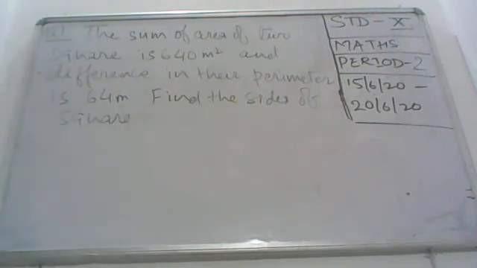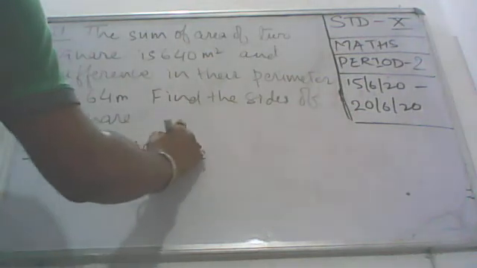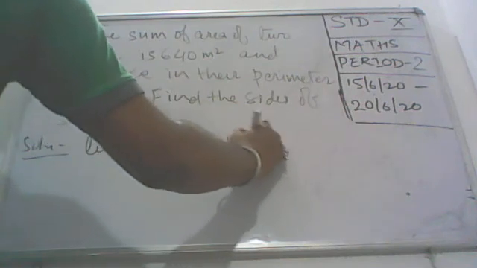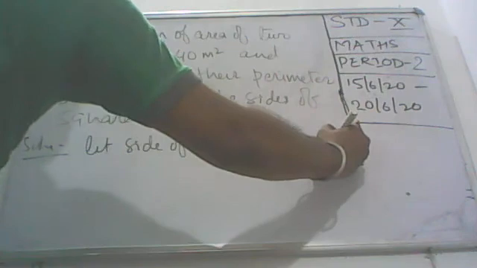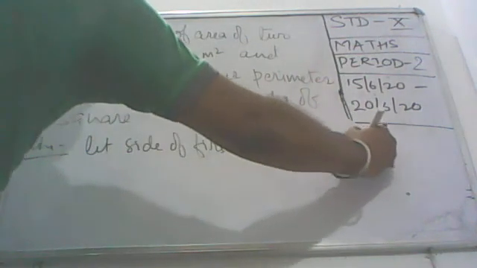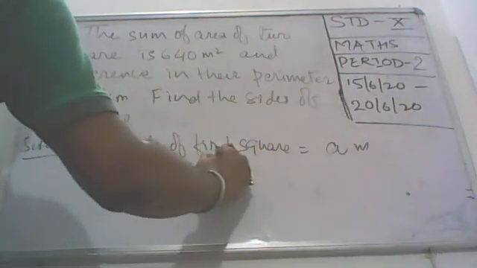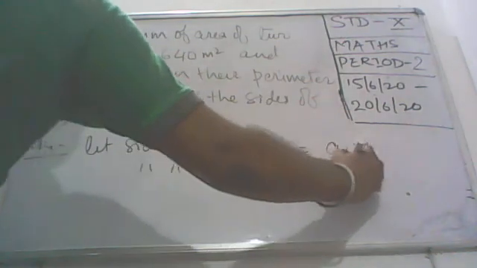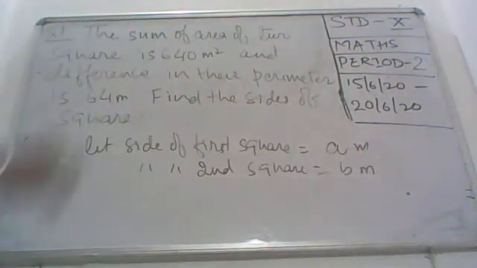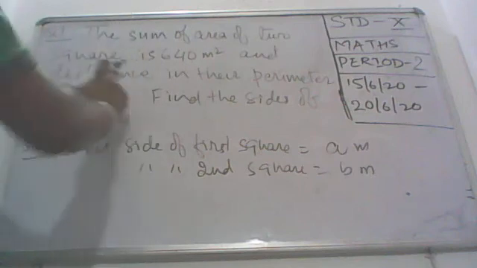So now read this question. I'm just going to solve this question here. See, they are saying here that there are two squares. Their sides will be different also. So in the solution, first let the side of the first square be, suppose, a meter. Then what is the side of the second square? Side of the second square is, suppose, b meter. Then they are saying the difference in their perimeter.